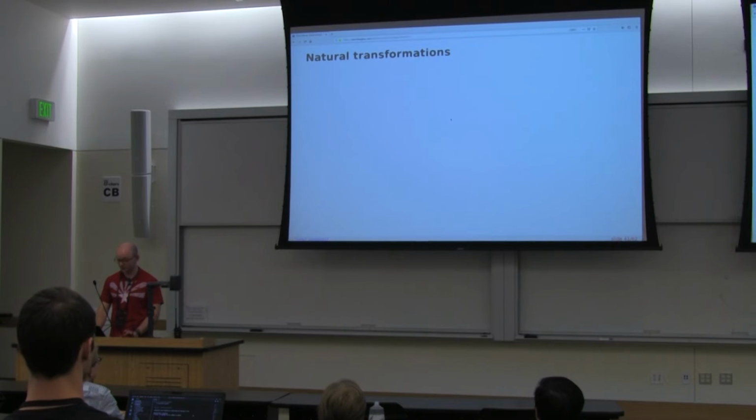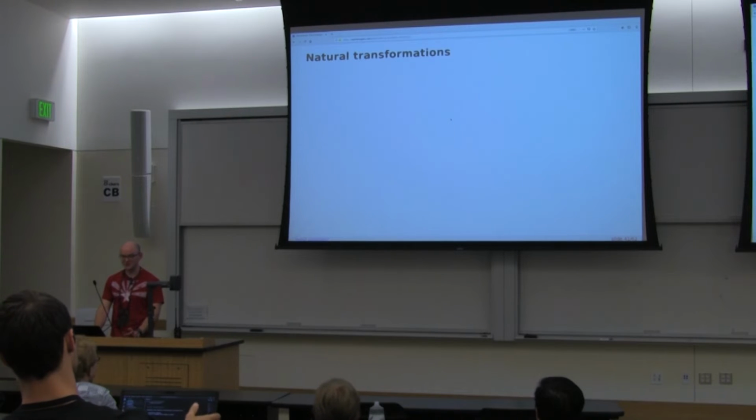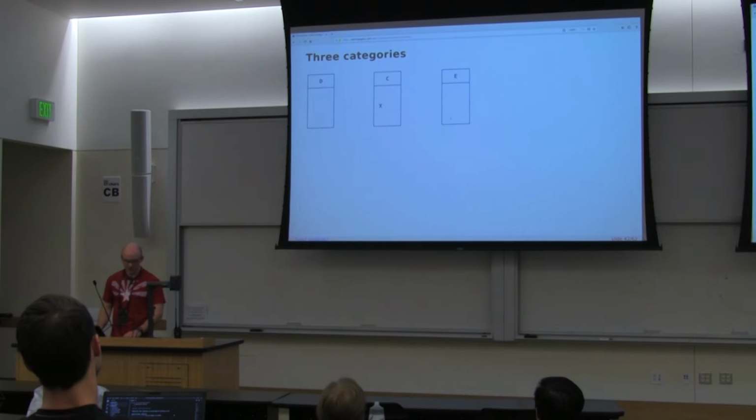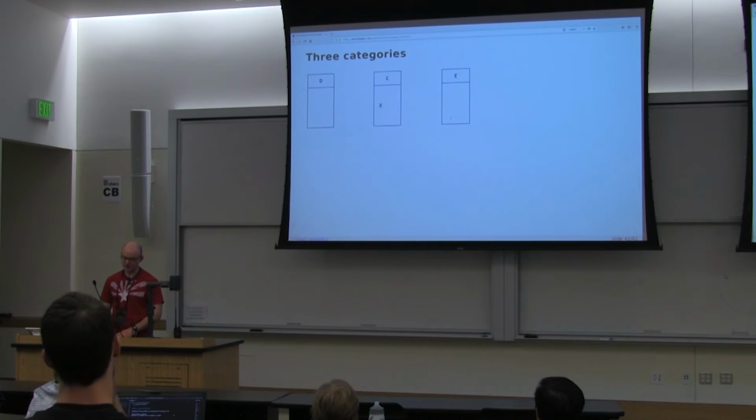OK, now let's talk about natural transformations. And this one's going to get a little bit in the weeds, so please let me know if you have any questions. So in category theory, a natural transformation is actually an arrow between functors. So let's try to visualize that.